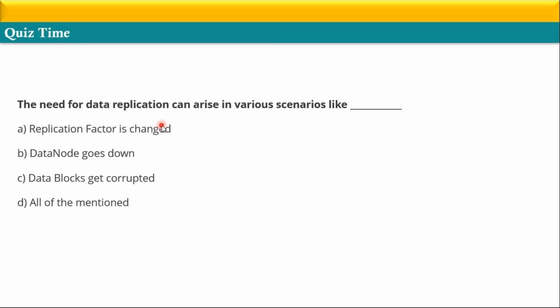So replication need will arise when the block is corrupted, and when the replication factor is changed. Say earlier the replication factor was 2 and I'm willing to change it to 3. Then data replication will come into the picture because I'm going to increase the replicas of a particular block or file. It can be at different levels, like system level or file level. So all of the mentioned is the correct one.